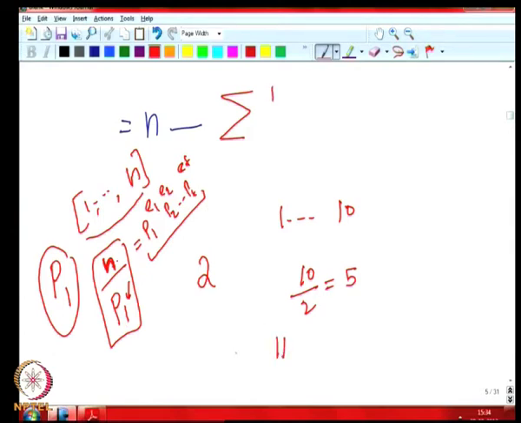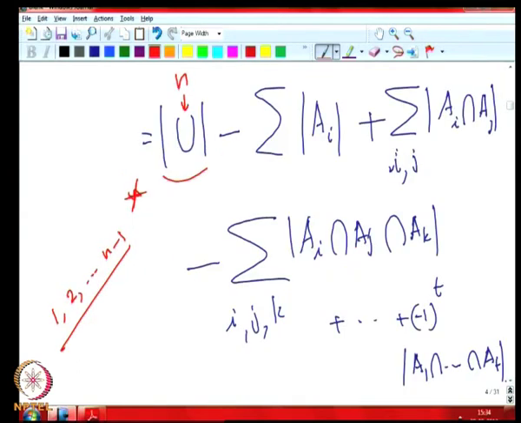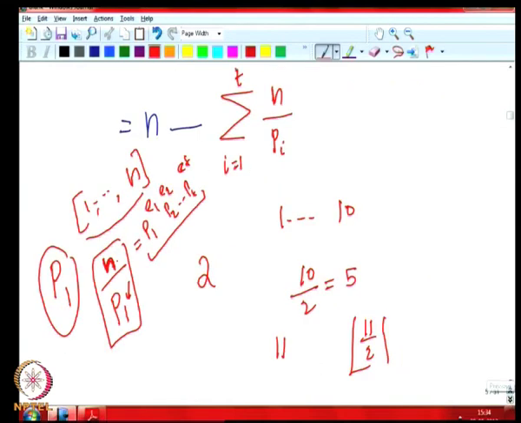For instance, if you had taken 11 and asked the question, you should have taken 11 by 2 floor, right. But in this case we do not have to do that, because Pi divides n. So, we say that for each Pi, n by Pi is the number of numbers from 1 to n which are divisible by Pi. So, this is from i equal to 1 to t for each of them, right. So, we have written this sum. For Ai, the value is n by Pi. So, we just wrote it like this, right.